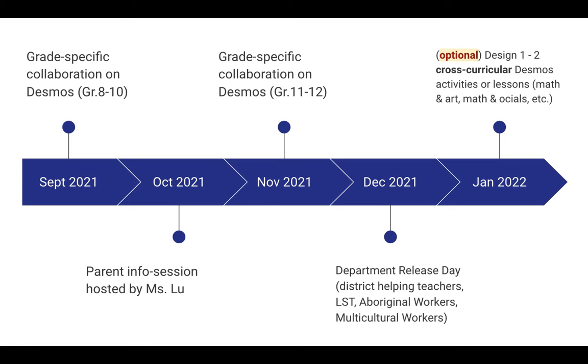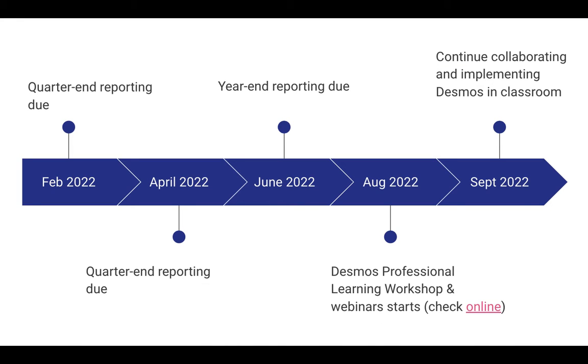January is more an optional design, one or two cross-curricular activities on Desmos. Like I was thinking of math and art as we just indicated, but there's many, like math and socials or foods, etc. February to June are just quarter end reporting. Again, the link is already attached.